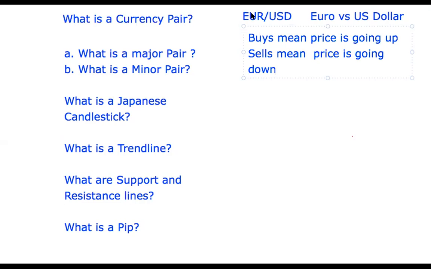So the Japanese candlestick. Here's what a Japanese candlestick looks like. I'm going to draw a Japanese candlestick on the board.